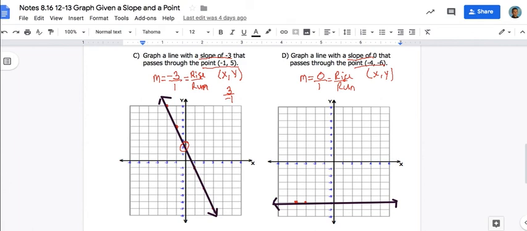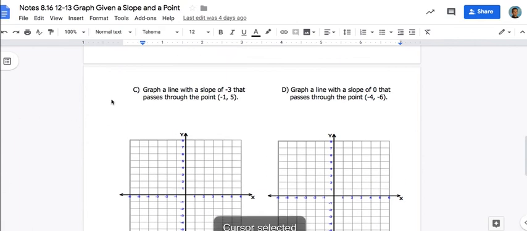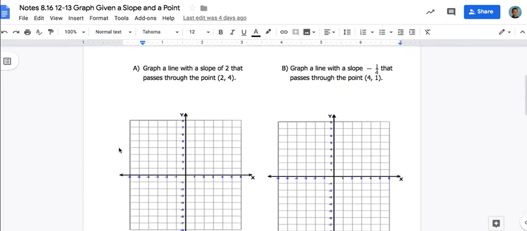Okay, now I want to go back real quick because I should have said this when I did the first one. When we did 2 over 1, I didn't show you this, but we did talk about it. If you have a positive slope, you can also make them both negative. And that's how I ended up going the other direction when we did that.